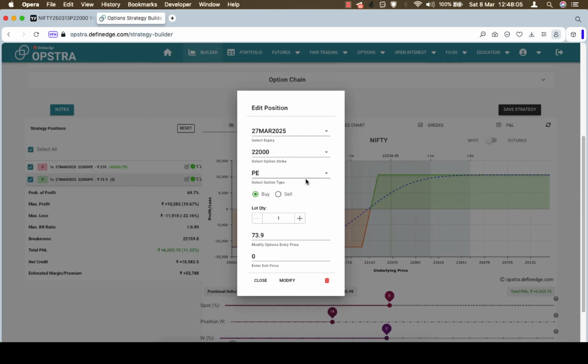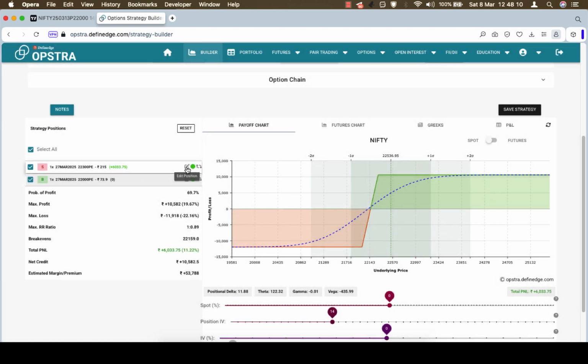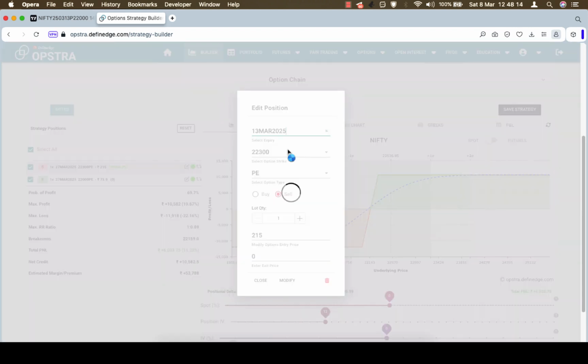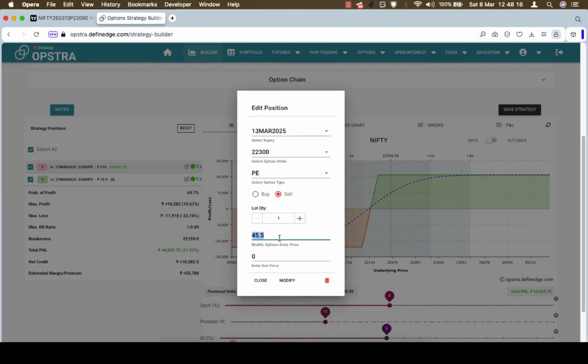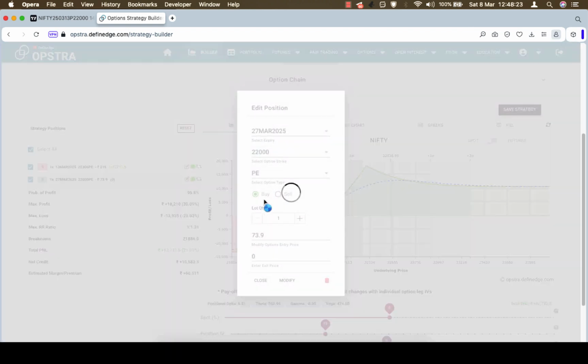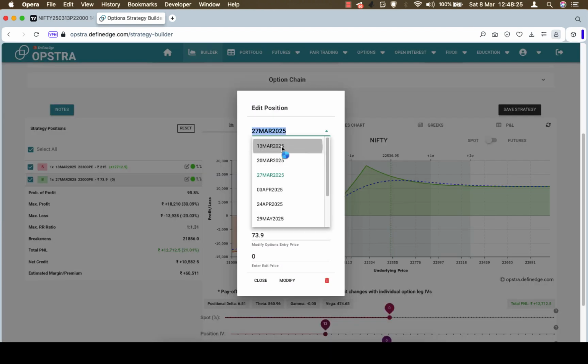Oh, sorry. This one is the 27th of March. Sorry, I plotted the wrong expiry. I need to plot the 13th of March at 215, and this one also the 13th of March at the price of 60.